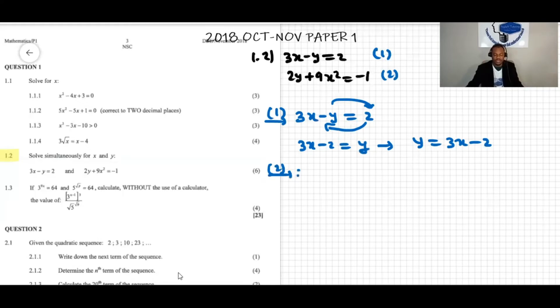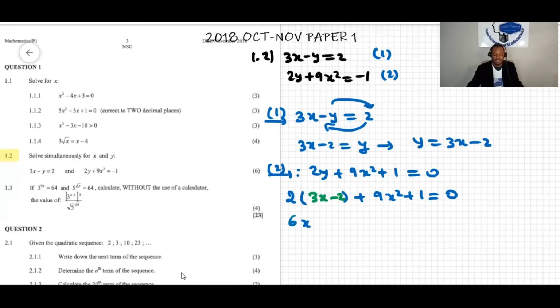Now that I've expressed y in terms of x, I will substitute that in equation 2. Equation 2 is given by 2y plus 9x squared equal to -1. So we can move the -1 over, that becomes +1 equal to 0. So the same equation will be written like 2y plus 9x squared plus 1 equal to 0. Now instead of writing 2y, we're going to substitute the value of y, which is 3x minus 2. So this equation will become 6x minus 4 plus 9x squared plus 1 equal to 0.